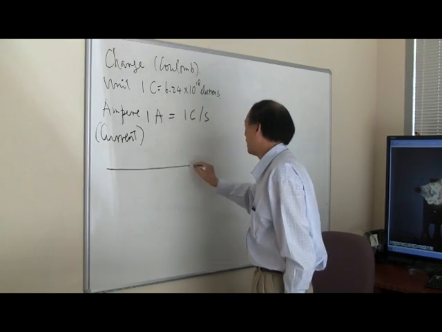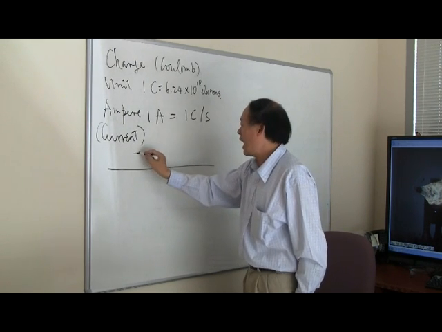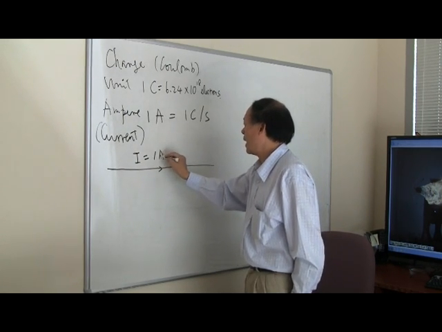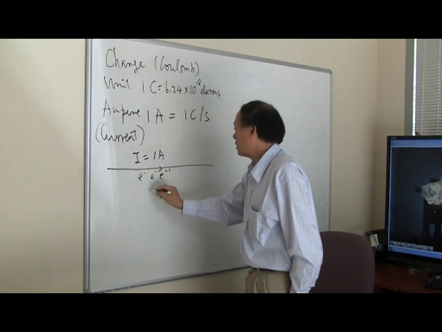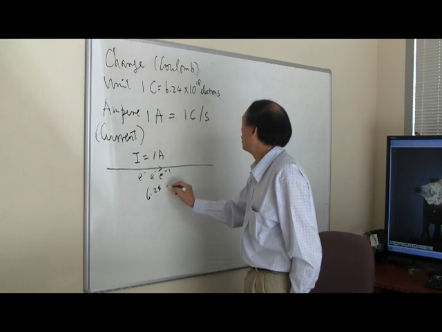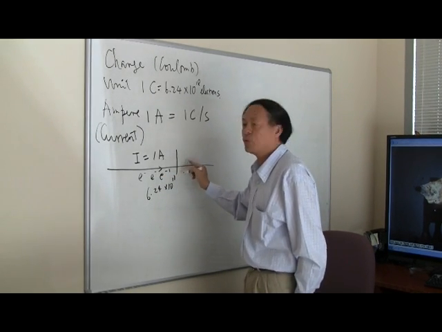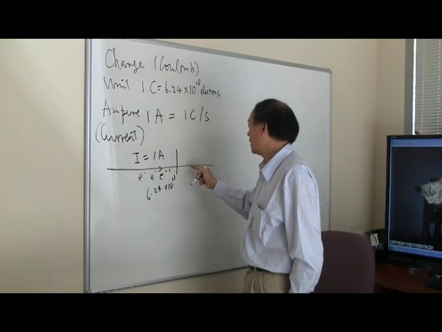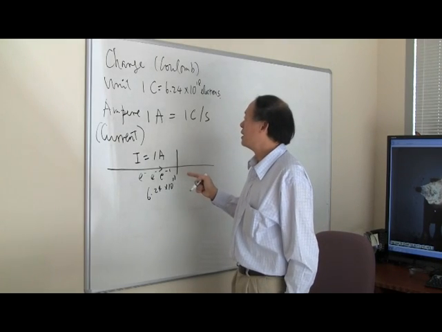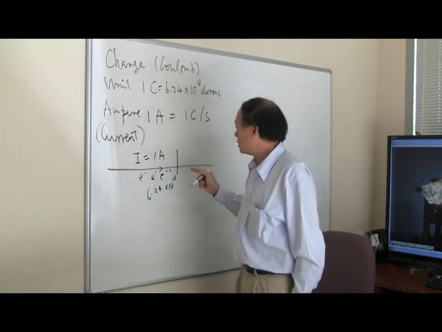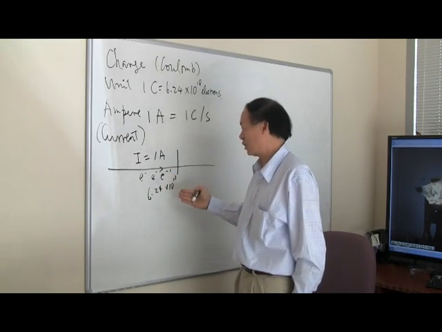Effectively, if you have a wire, the current I is equal to 1 ampere if there are 6.24 times 10 to the 18 of these electrons going through a point in the wire in 1 second. And that's the definition that we are adopting in 2015 as a unit for electric current.